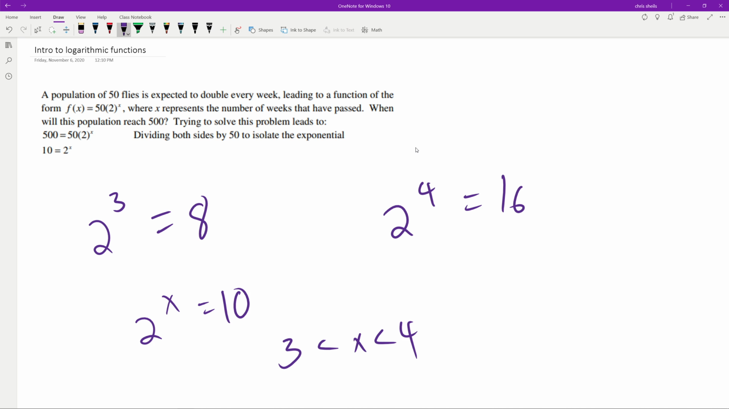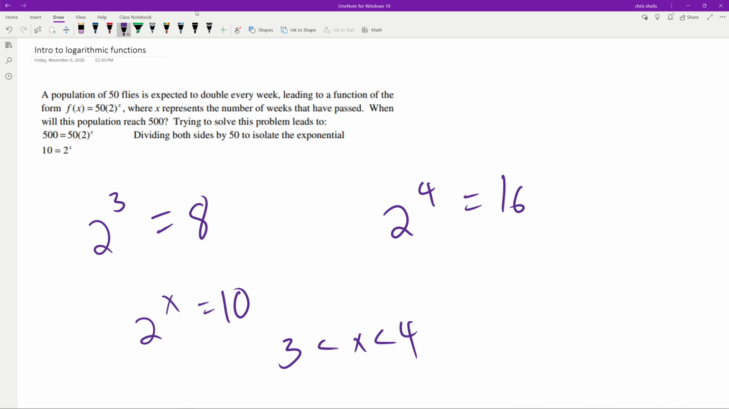I could also graph this. I could graph the line y equals 10, and I could graph the curve y equals 2 to the x and find where they intersect. But that's not super satisfying, and it doesn't necessarily give us an exact value. So none of these functions that we've discussed serve as an inverse to the exponential function.